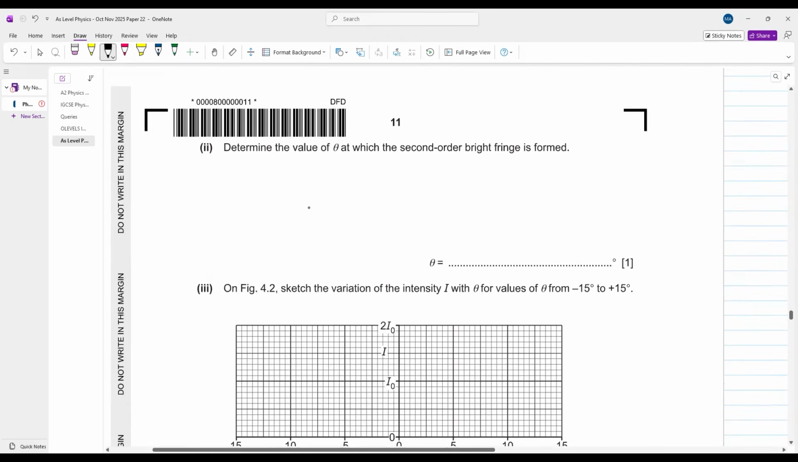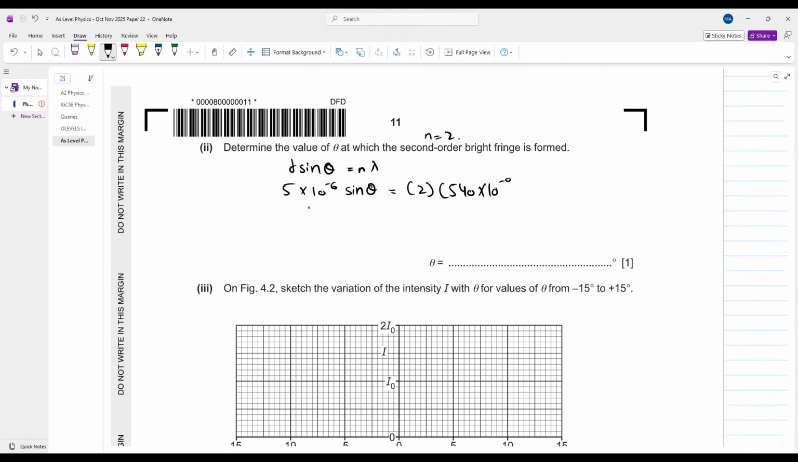Determine the value of theta at which the second order bright fringe is formed. अब हमने एंगल निकालना है. When n is equals to 2, what you will do? D sin theta is equals to n lambda. D की वैल्यू क्या है? 5 into 10 raised to the power of -6 sin theta. n की वैल्यू क्या है? 2. वेवलेंथ की वैल्यू is 540 into 10 raised to the power of -9.